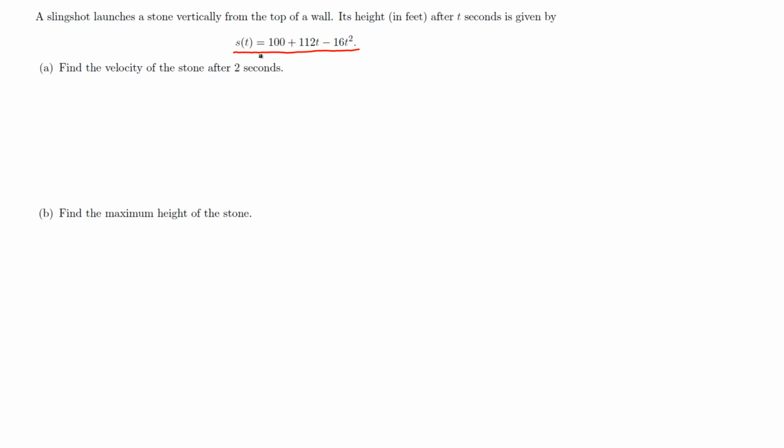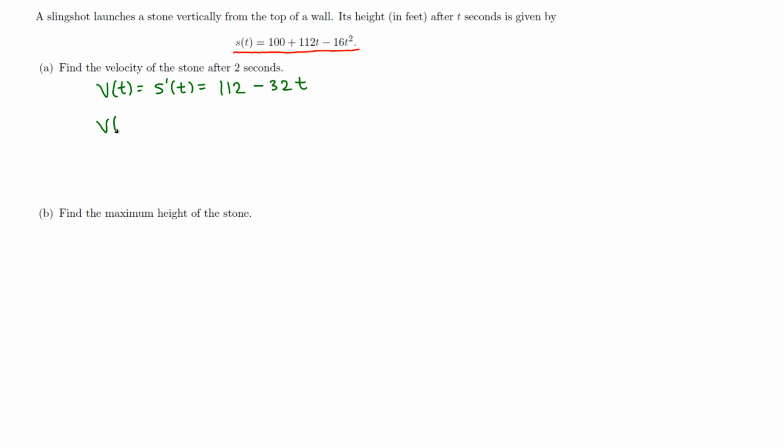Velocity is just the rate of change of position. So we first find the velocity. V at any time t is just the derivative, s prime. The derivative of 100 is 0, so we get 112 minus 2 times 16, which is 32t. This is the velocity at any time t, but we want the velocity after 2 seconds.